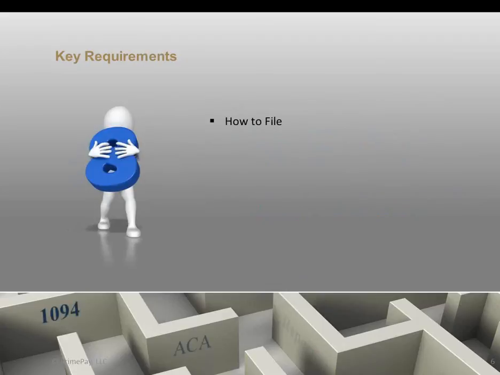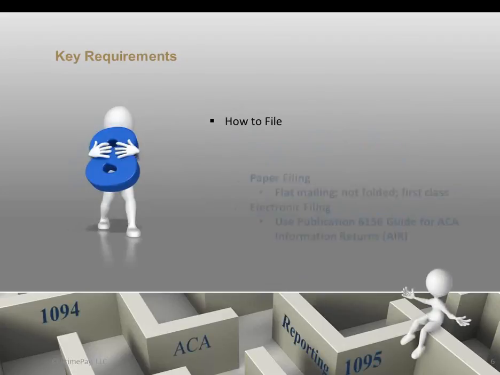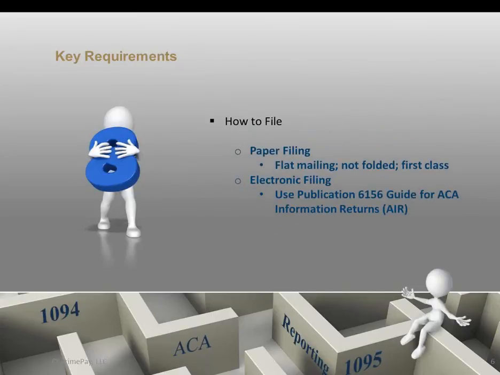So number 8 in our top 10 list is how to file. So we'll go easy here, right? As you all are aware, employers are required to file this return, the transmittal return. That would be on the 1094 forms, either B or C, all right? And that transmittal would be done on 1094.